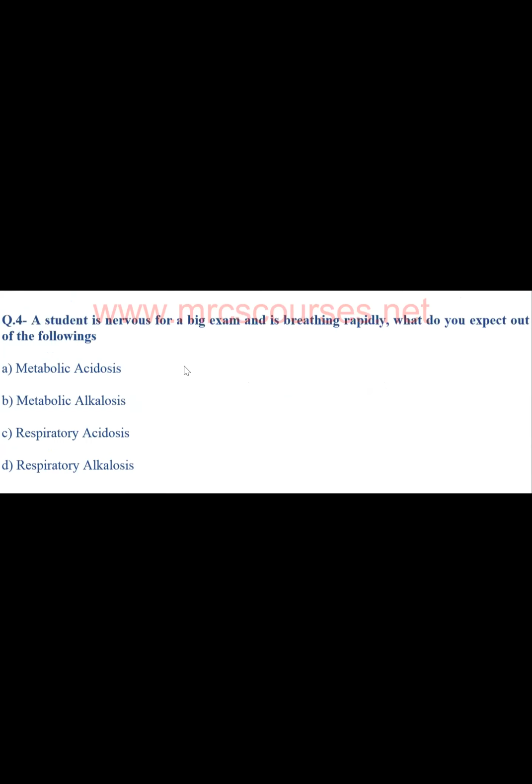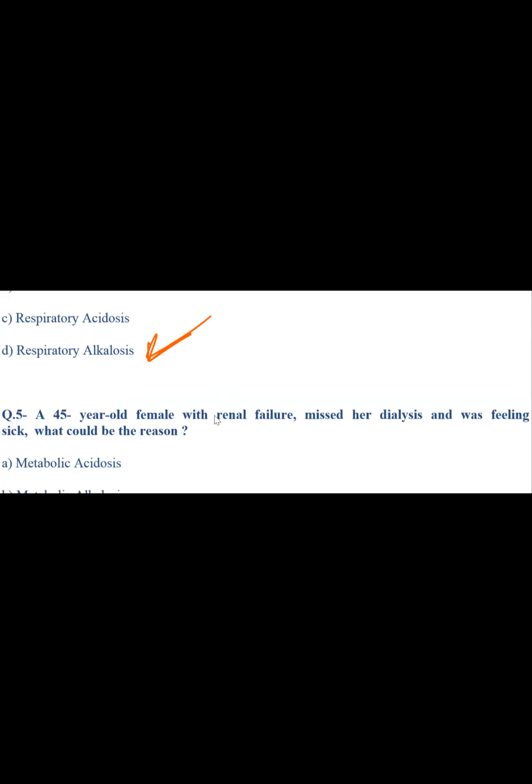A student is nervous for a big exam and is breathing rapidly. What do you expect out of the following? Breathing rapidly, so he is in a hyperventilation state. So PCO2 will be low. This means alkalosis, respiratory alkalosis. Very nice. Excellent.